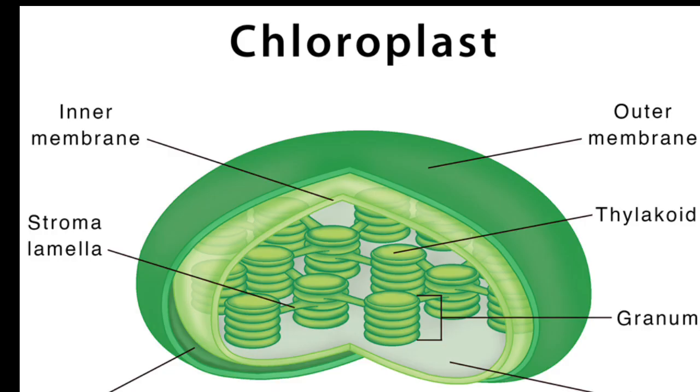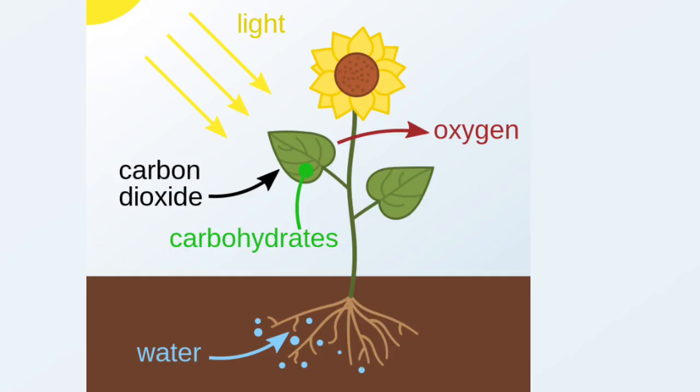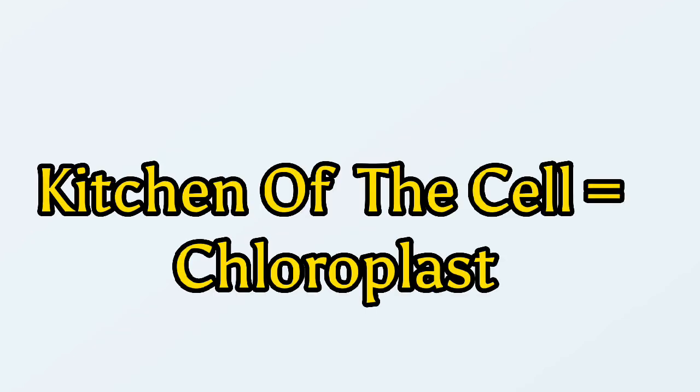Next organelle is chloroplast. Chloroplasts are only found in plant cells. Animal cells do not have chloroplasts. So what is the function of chloroplast? Chloroplast is the site for photosynthesis. What is photosynthesis? Photosynthesis is the process whereby plants produce their own food using light energy. So chloroplast is sometimes referred to as the kitchen of the cell. This is because it is the site for production of food.